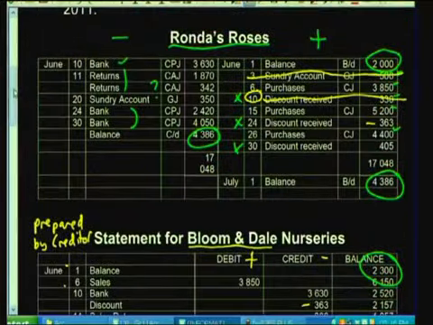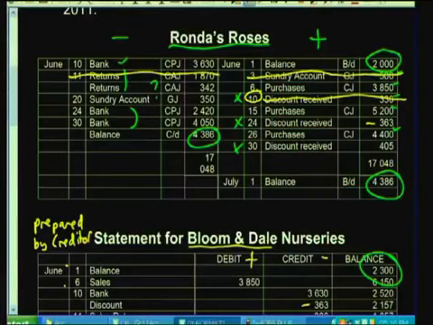Here it is, 11th of June. There's an amount of 1,870. The question tells us that that relates to a different creditor. They don't tell us who the creditor is because we're not doing all our books. We're only doing the creditor's control account for Rhonda's Roses, and all it tells us is that this amount should not have been included. So once again, I'm just going to draw a line through it. We're going to disregard it when we work out our new balance.